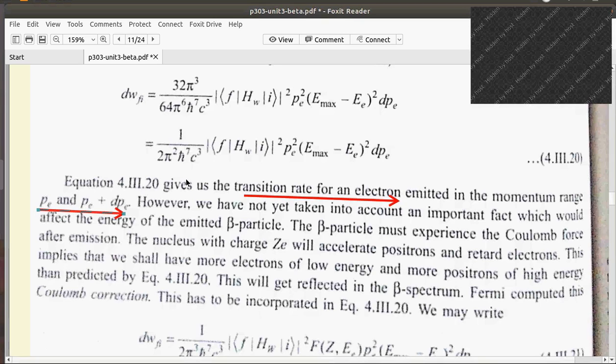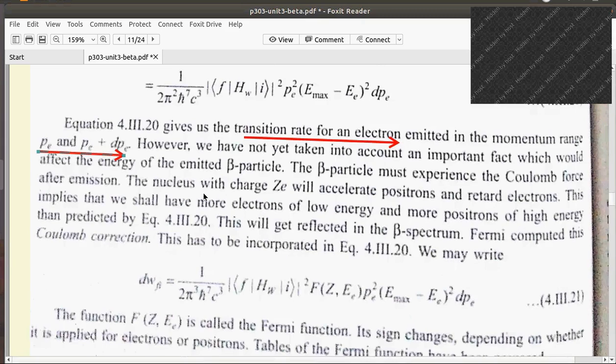So even though initially the electron is emitted with high energy, because of the Coulomb interaction, the energy of the electrons will decrease. If instead of an electron, a positron was emitted, then there will be a Coulomb repulsion, and as a result the positron emission would be with very high energy. So that is what we are going to see here.